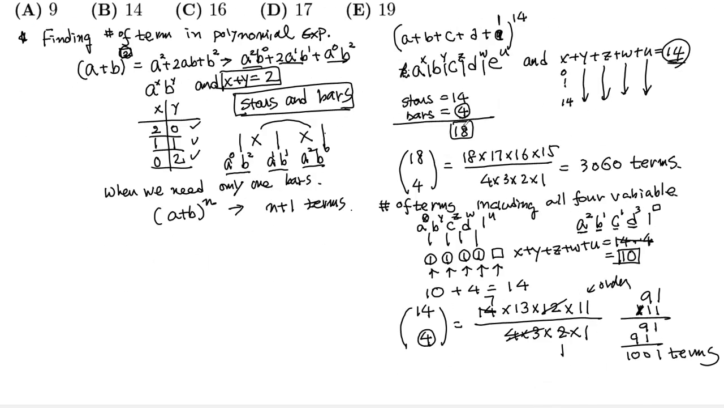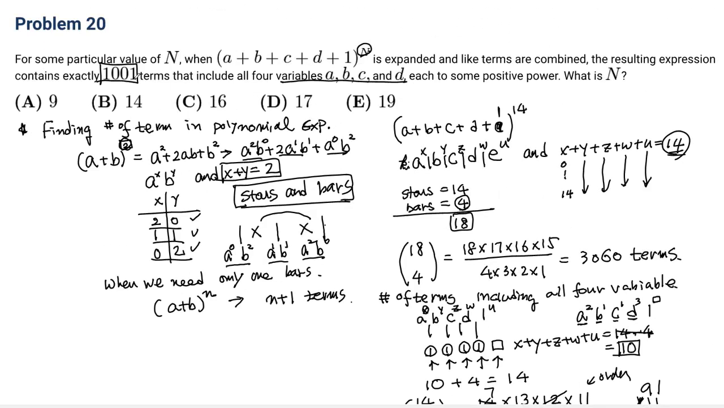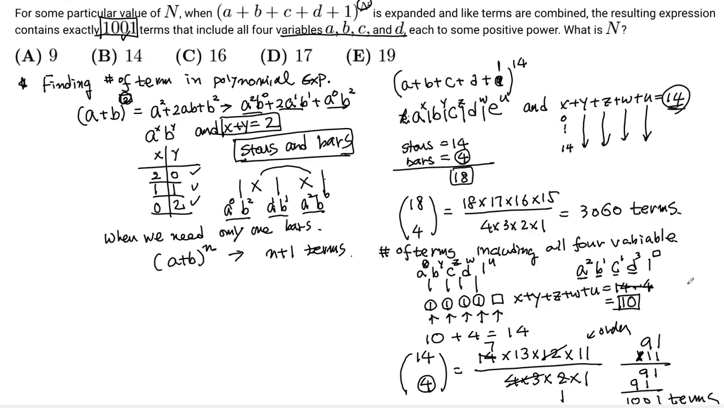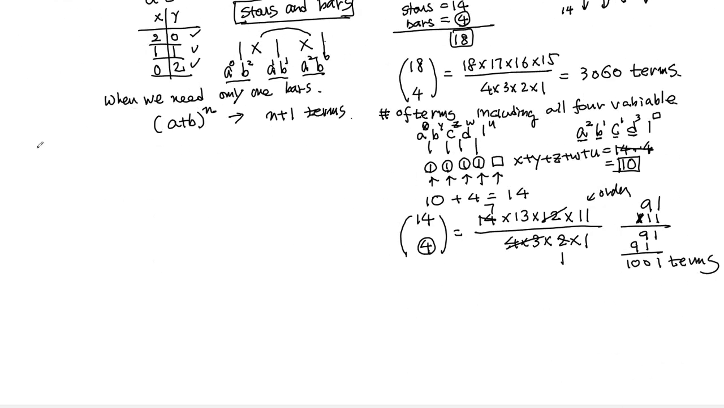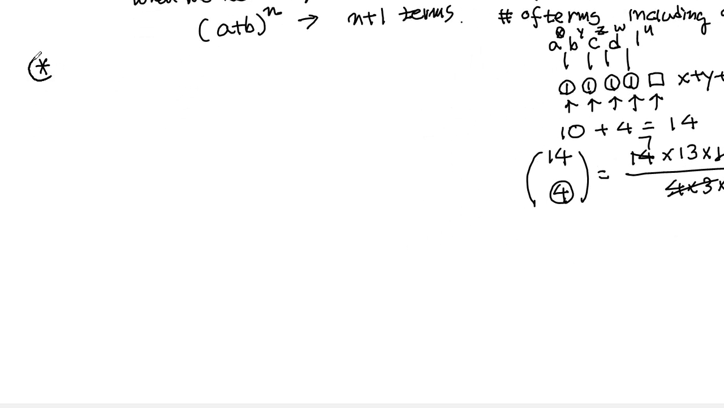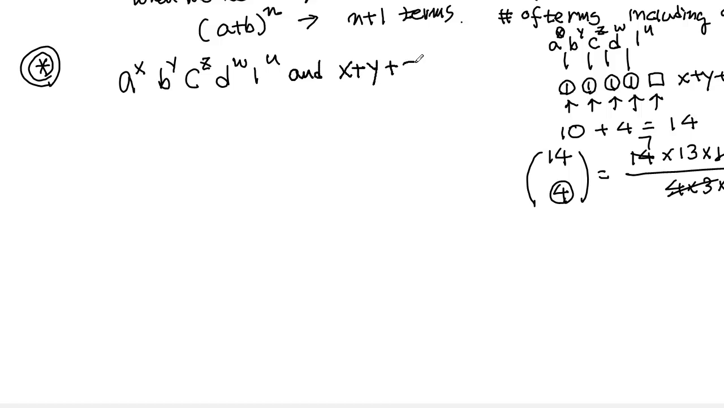Now we have to go back from this to find the variable n. How can you find the value of this one? We have to go back, right? The reverse way, same as before. Now this is the real question over here. Every term can be expressed this way: a to the x, b to the y, c to the g, d to the w, 1 to the u. And you know that x plus y plus g plus w plus u should equal what? n, isn't it?